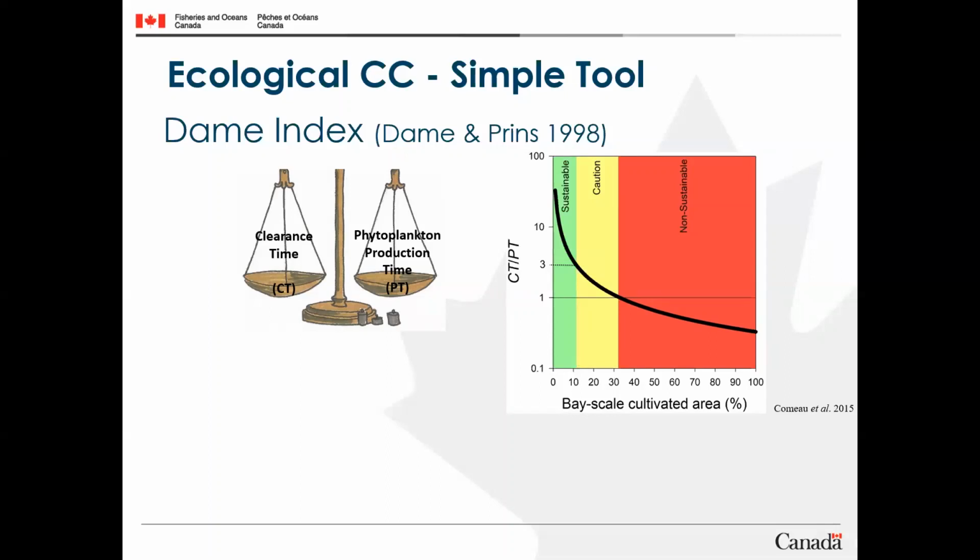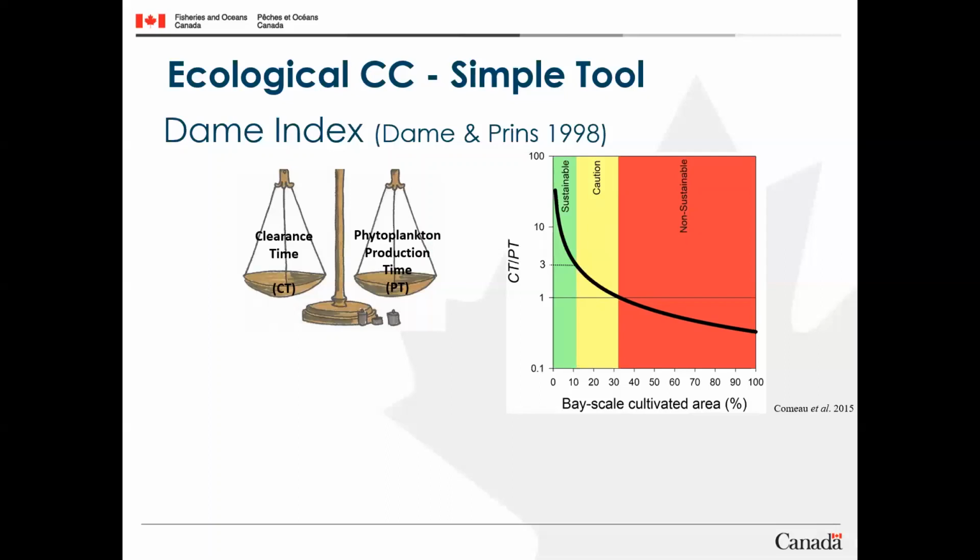And people have used different thresholds of this indicator. One obvious value is the value 1, which would indicate that the cultured bivalves are filtering or using the food resources as fast as they are produced. So it would correspond to a situation where the bivalves are really controlling the whole system because there's theoretically no food left for any other organism.